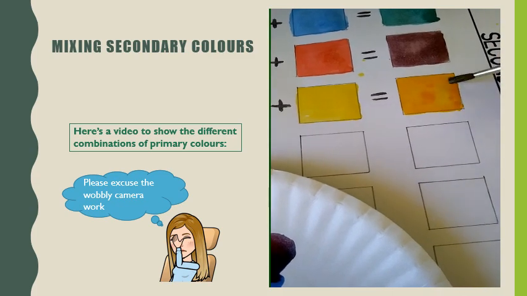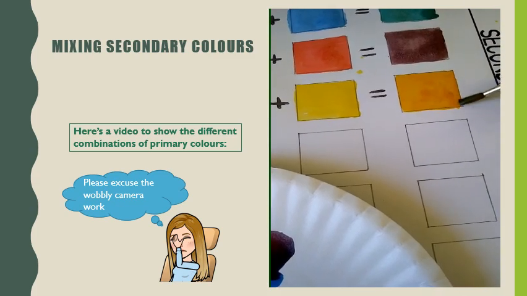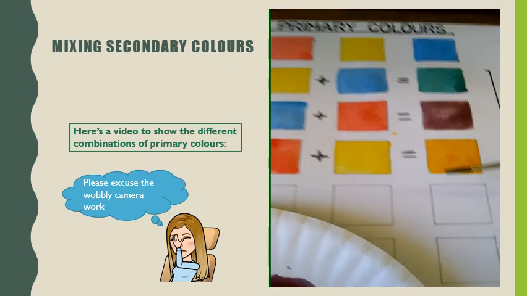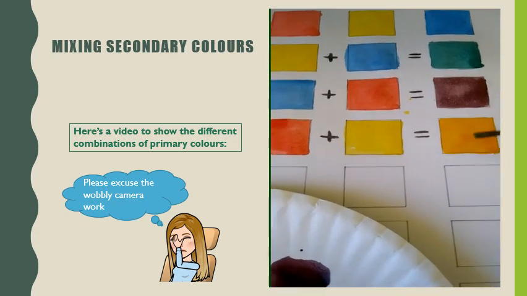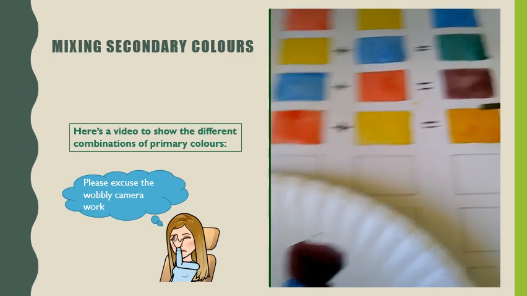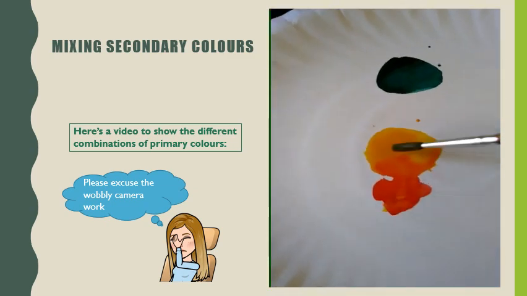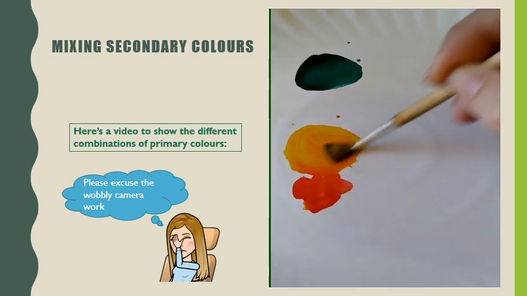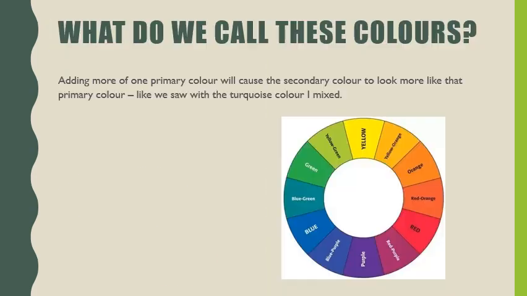Okay, so we can see very clearly that there are 100% different colours that have been made. This one looks a little bit close to our yellow, but that's because I used quite a lot of yellow. If I had to add lots more red to this, it would make it quite a bit darker. Okay, so what do we call these colours that we mix?